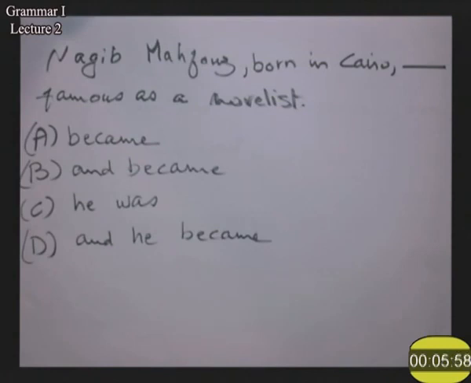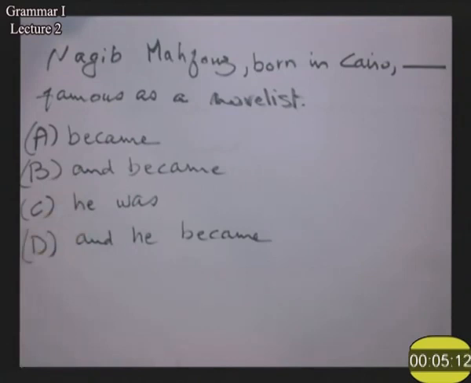طيب، أنا عندي إيه؟ نجيب محفوظ, born in Cairo, famous as a novelist. famous دايما يعني عايز قبلها verb. طيب let's look at this: became famous as a novelist, that's a verb. and became، أنا ما أقدرش أقول and، why should I say and? what am I adding? I'm not adding sentences or phrases. ما أقدرش أقول برضو نجيب محفوظ born in Cairo he was، لأن he هي نفسها نجيب محفوظ and you do not use the subject more than once. and he became برضو نفس الحكاية، I should not use and.